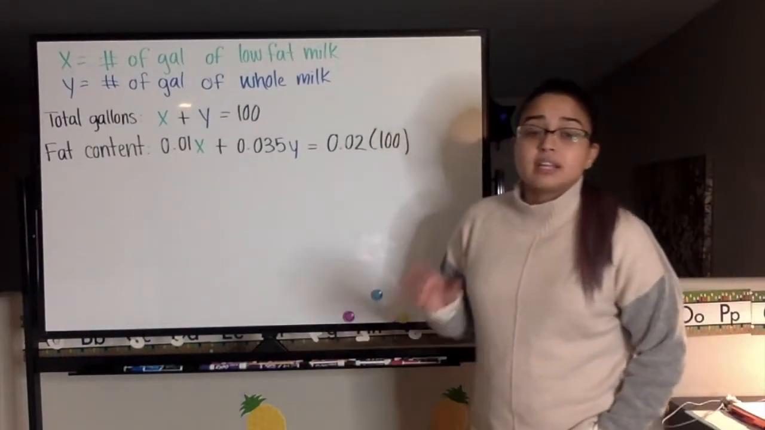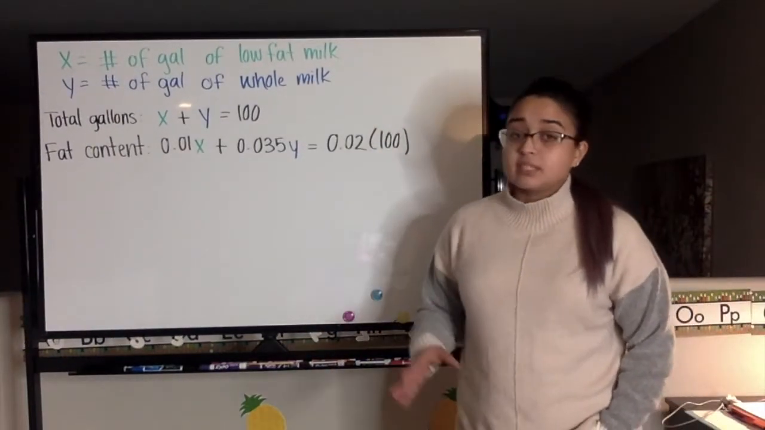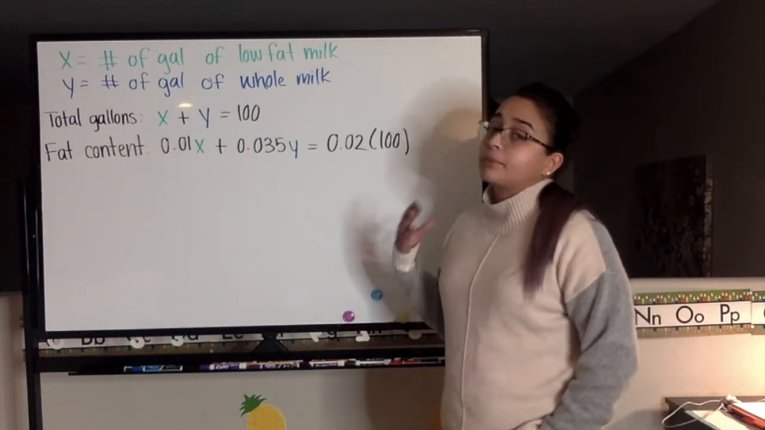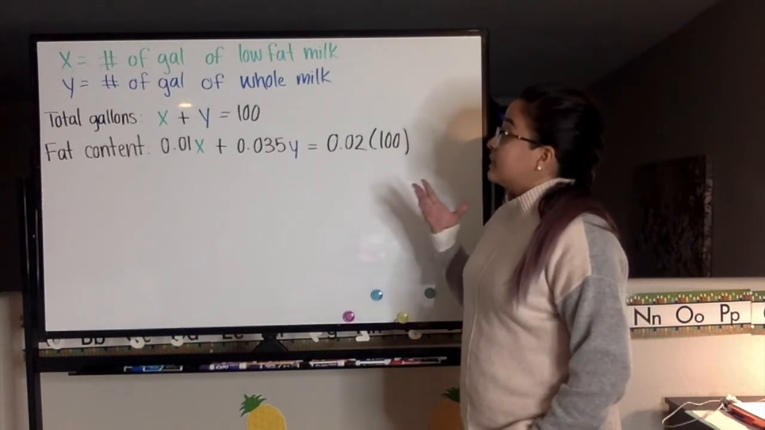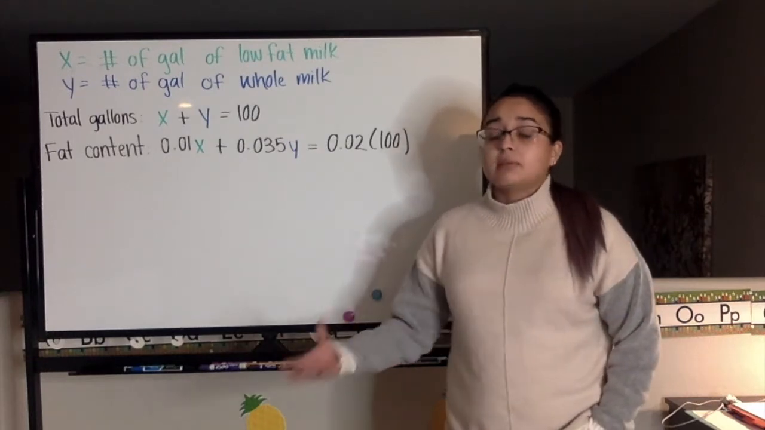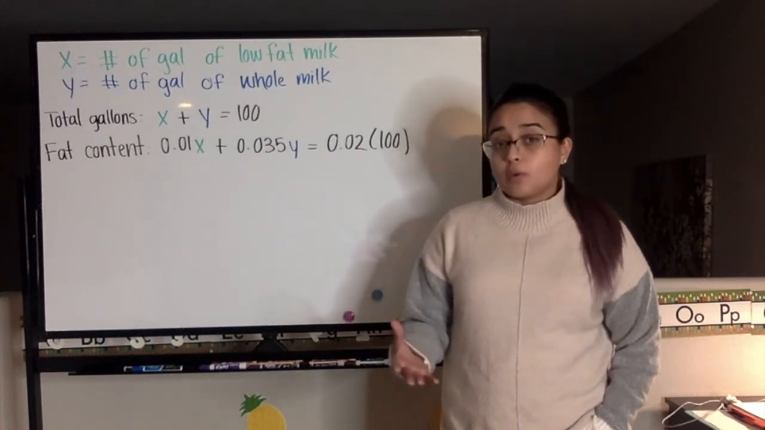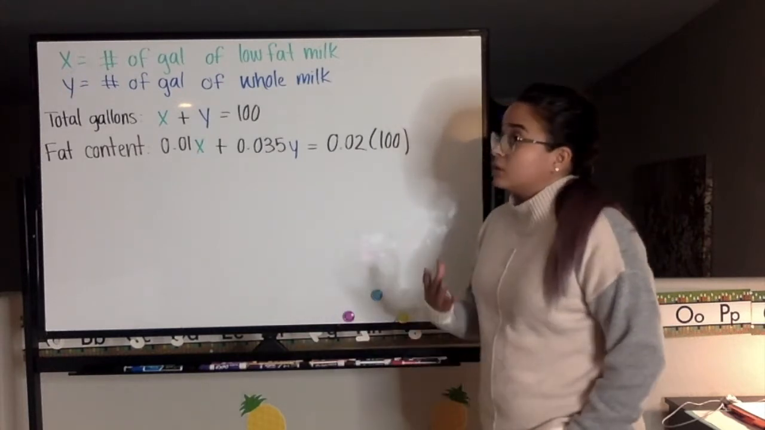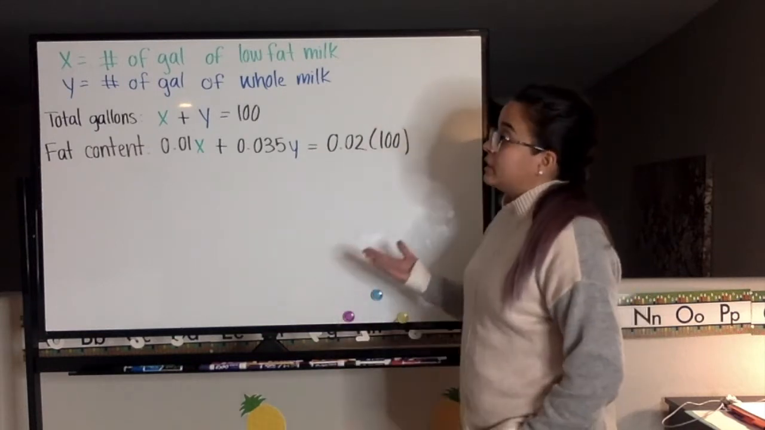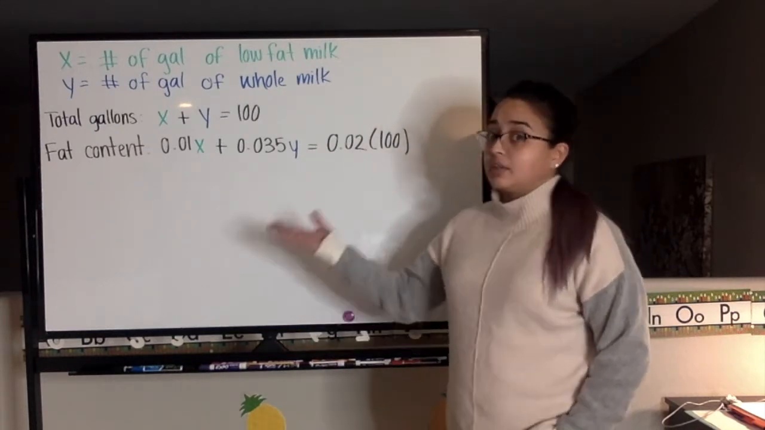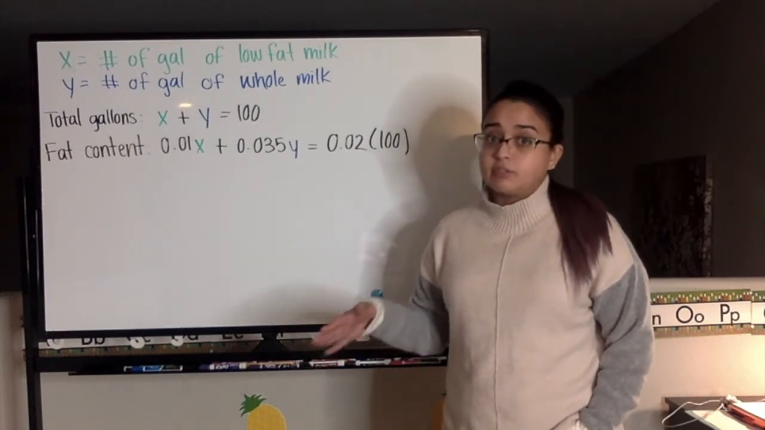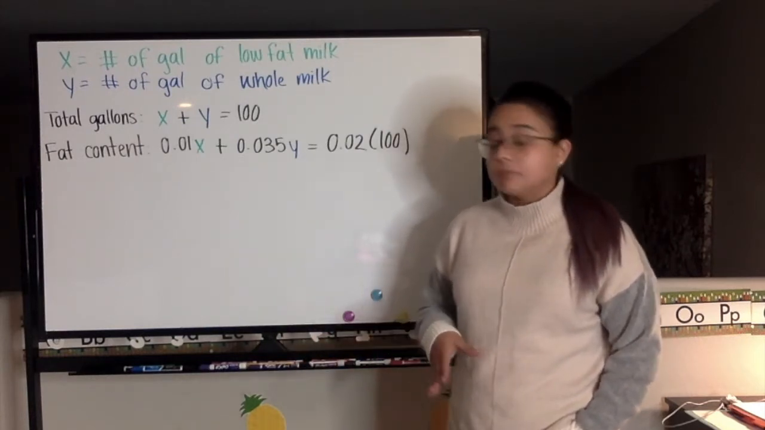Now, for this specific case scenario, we are going to let X represent the number of gallons that we will need of low-fat milk, and Y represent the number of gallons for whole milk. In order to find the total number of gallons, we are going to add X and Y to equal 100 gallons, because that's the total amount of milk that we're going to be producing.